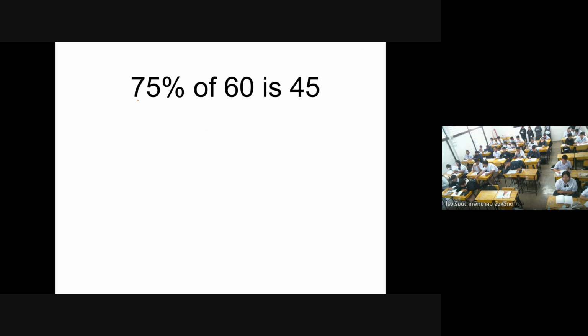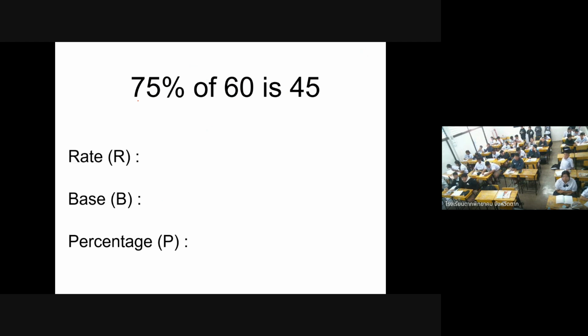So we have 75% of 60 is 45. Given this, which number is the rate? The rate is 75%. Very good. Because it has a percent symbol, that is the rate. Now, which is the base? The base is generally after the word of, 60.